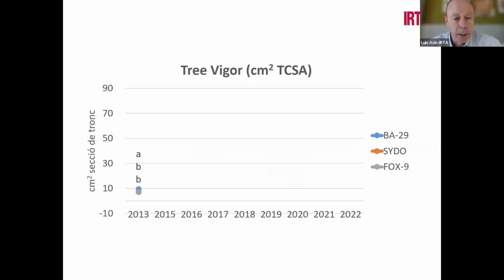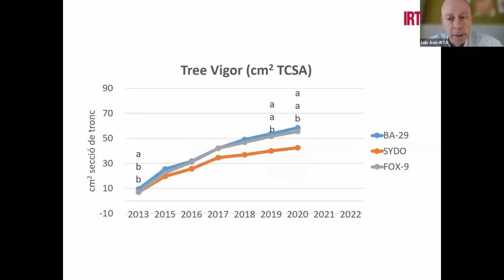Tree vigor. You can see that the vigor of the BH29 and Fox9 is quite similar. At the end, it's a tendency, but really there's no significant difference, and the BH29 is slightly higher. When you see the trees in the orchard, they are quite similar. But for Sido, the tree vigor, evaluated as trunk cross-section area, is lower from 2019 to the end of the trial.